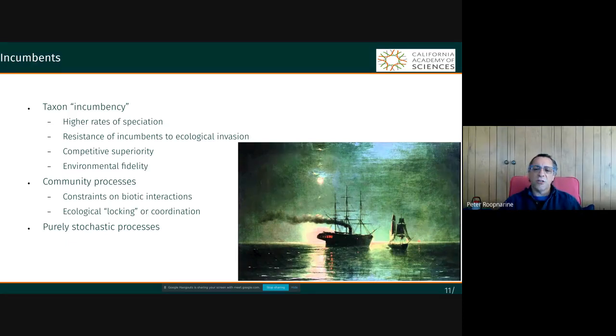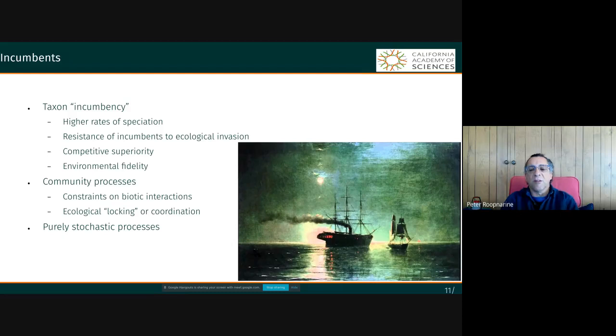And a lot of the explanations for why we have these long-term periods of stasis in the fossil record, ecological stasis, is because somehow these species can lock things down, and there are various reasons why people have thought this is the case. Higher rates of speciation, once you have incumbents in there, they resist invasion from other species, they're competitive superiors, for example, or you're simply looking at species that are really tied closely to an environment and they track an environment very closely. All of these have their problems. They tend to be poorly supported by data.